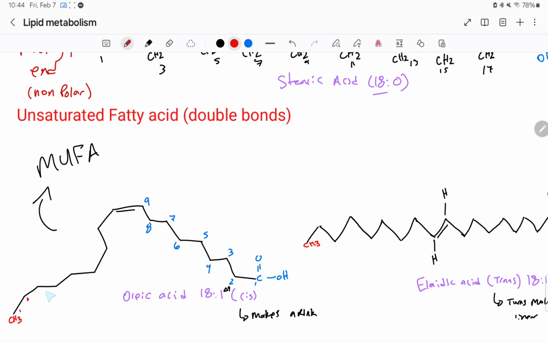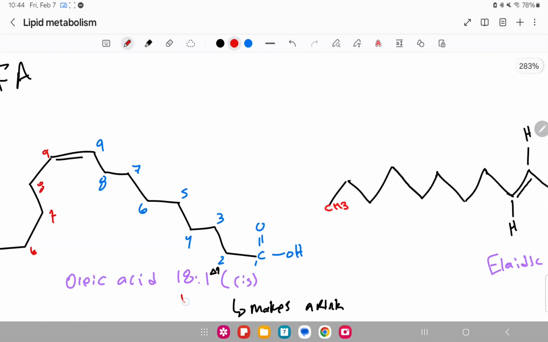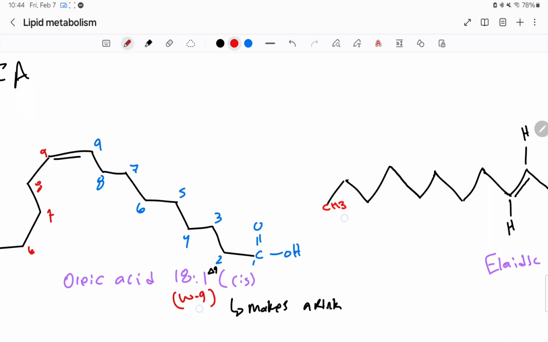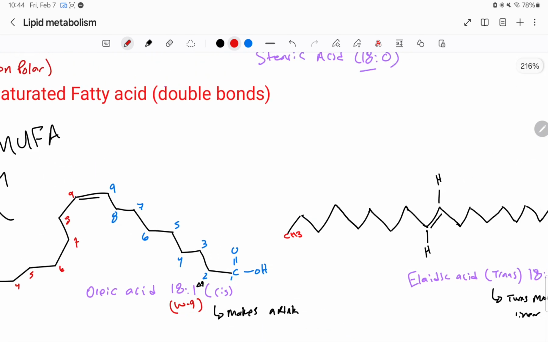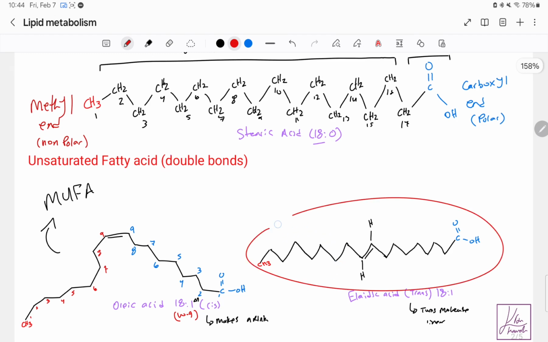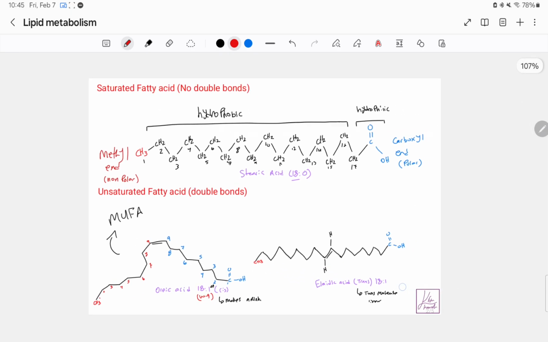Next, we start here. 1, 2, 3, 4, 5, 6, 7, 8, 9. Same thing. Why does this make sense? It's 18 carbons long, right? It has 1 double bond, so it's an omega-9 fatty acid. Remember, guys, we don't only have omega-6 and omega-3. And this guy will be the exact same thing, by the way. You count the same. The only difference between this and this is that this one is cis and this one is trans configuration.